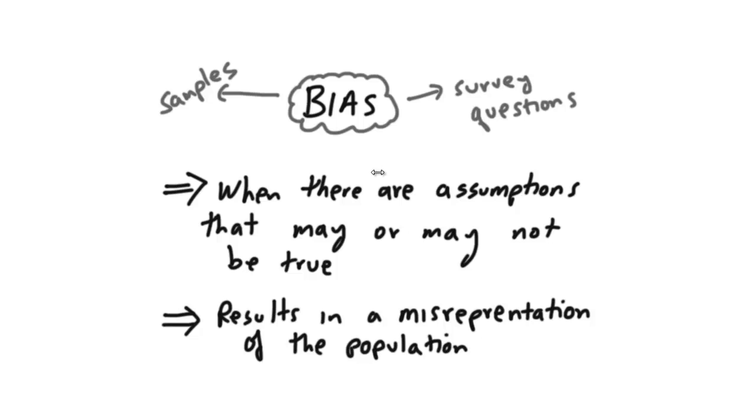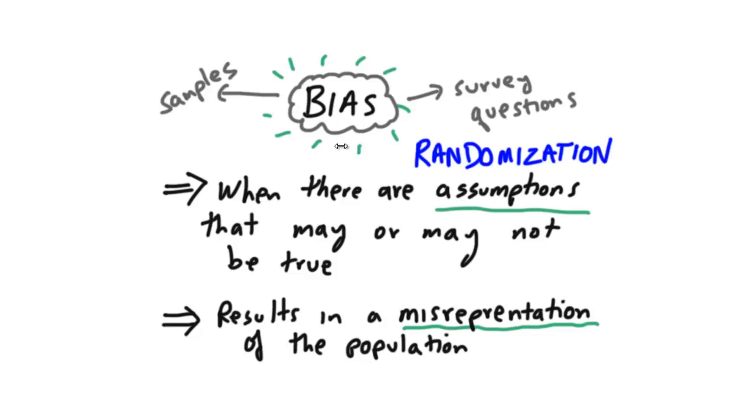Alright, the last concept we're going to look at is bias, and you can have biased samples or even biased survey questions, and that's when there are assumptions that may or may not be true, which can result in a misrepresentation of the population. So when we're collecting data, we'll try to avoid bias in the data set. And the best way to avoid bias is through randomization.